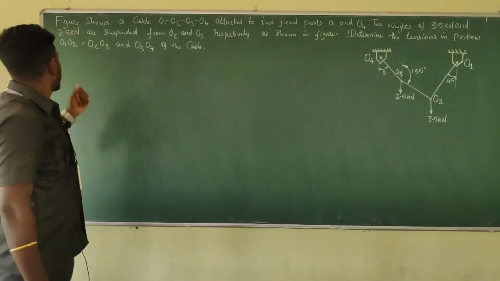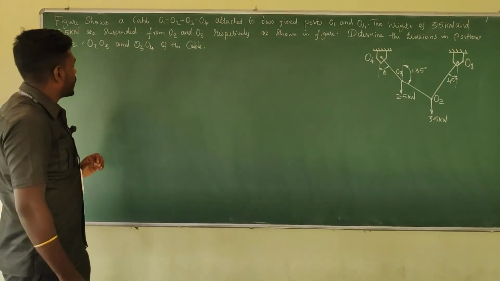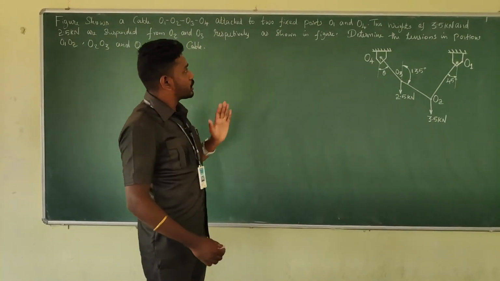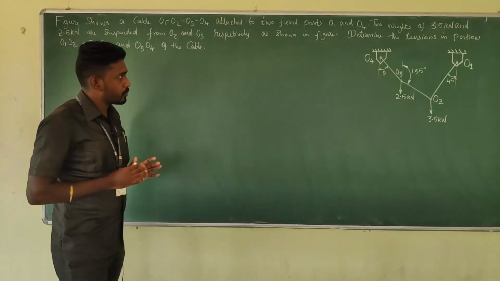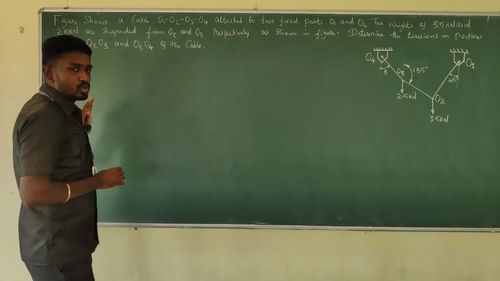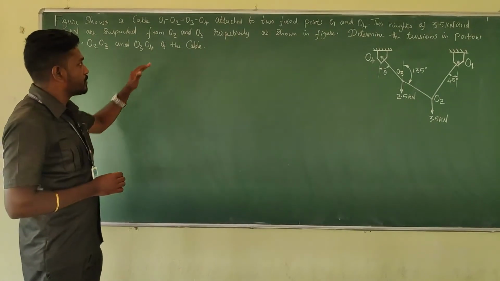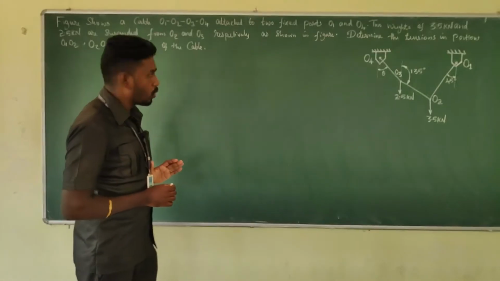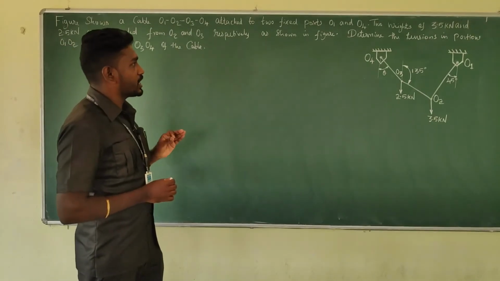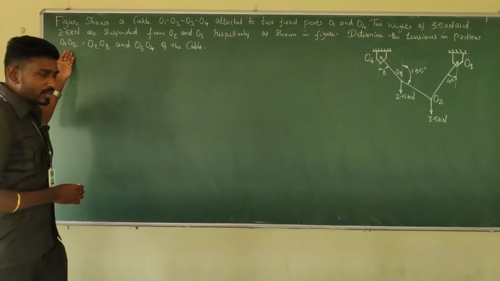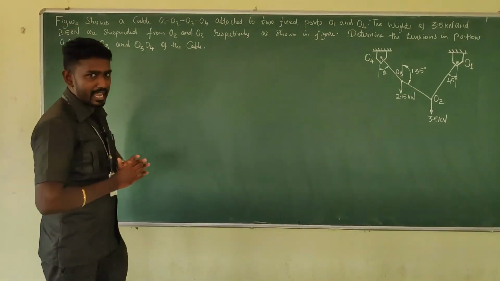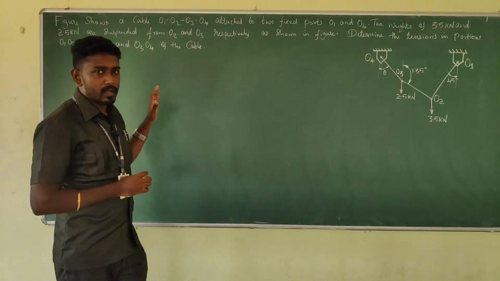Let me read out the question. Figure shows a cable O1, O2, O3, O4 attached to two fixed points O1 and O4. Two weights of 3.5 kilonewton and 2.5 kilonewton are suspended from O2 and O3 respectively as shown in figure. Determine the tension in portions O1O2, O2O3 and O3O4 of the cables. So this is the given question.